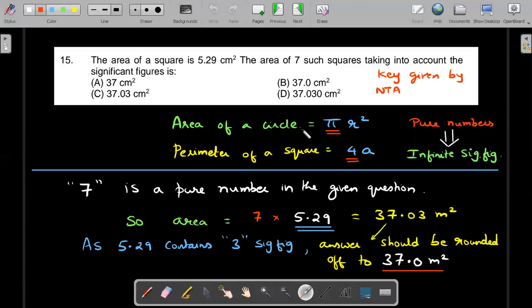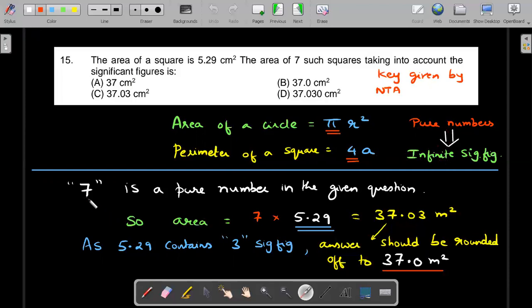Okay. So whenever you have 5.29 and 7 such squares, you are supposed to multiply the two, right? So let's have a very basic understanding. Area of a circle formula is pi r square, right? We all know that. Perimeter of a square is 4 times its side. In all of these, r, which is radius, and side a are measurements. You can measure it in an experiment. But pi in this formula and 4 in this formula are called pure numbers. Any pure number, which is not a measurement, which is an exact number, will have infinite significant figures. So when you are multiplying them with a measurement, these will not cause uncertainties.